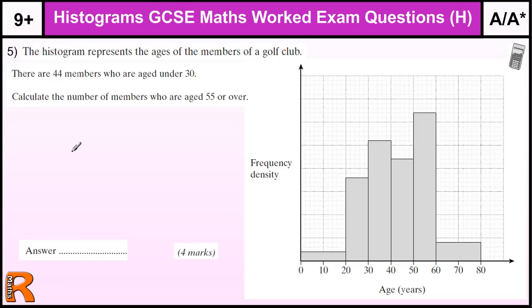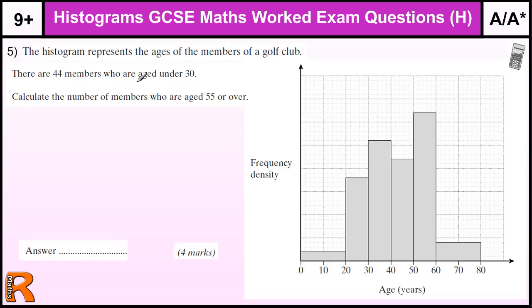Question 5. Here we have another A-star question. No drawing of the histogram, it's already drawn. We've got to interpret what's going on underneath the graph. Again, we're not given the frequency density. We have to do our calculations based on the information we're given.